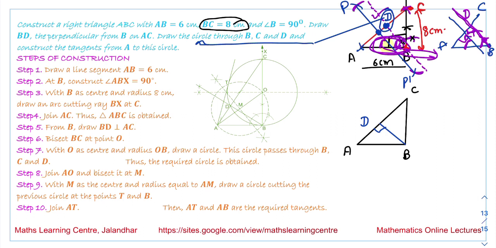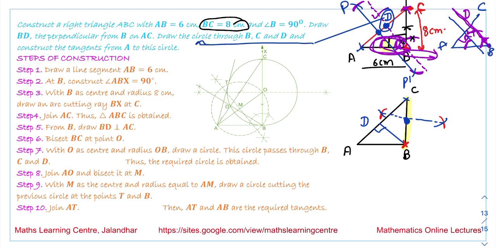Next we are going to draw the circle passing through the points B, C and D. To do this, we are going to construct the perpendicular bisector of this side BC. To draw the perpendicular bisector, we keep the compass at B and mark two arcs over here. Next, we keep the compass at C and mark two arcs over here. We join these two points. We obtain the perpendicular bisector, through the midpoint of BC.